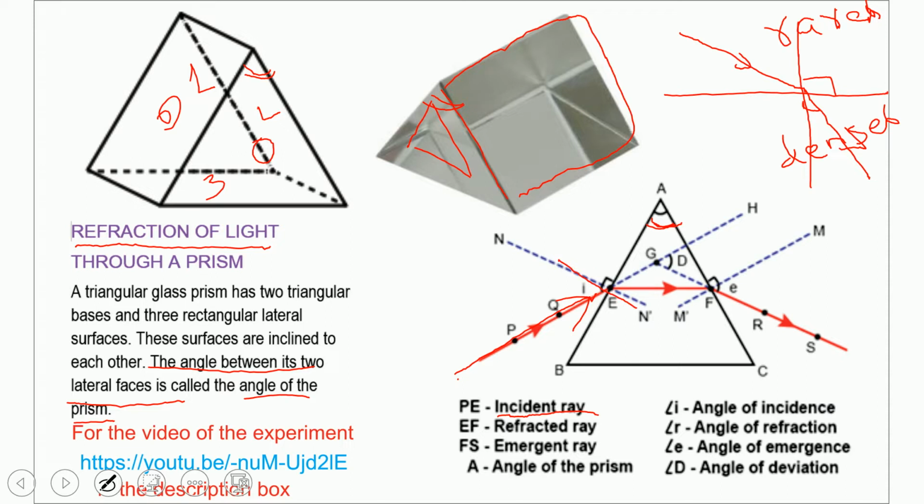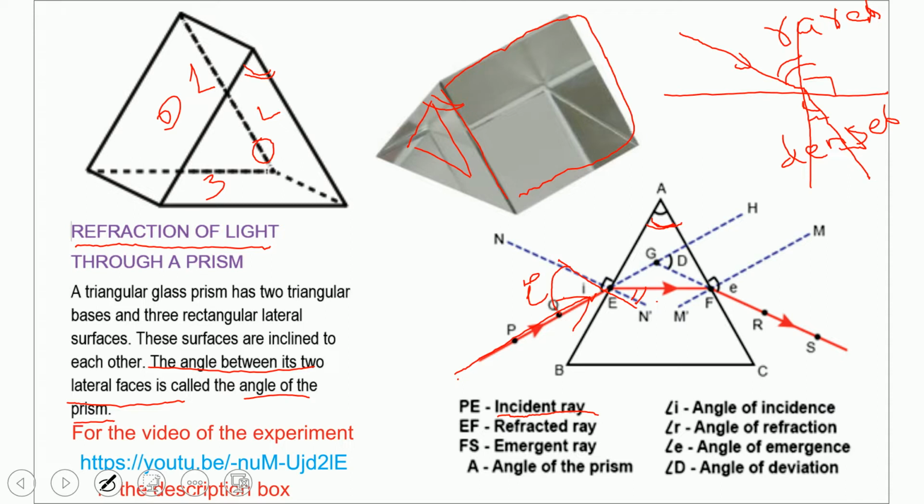Now this is the angle of incidence. Now this is the angle of emergence, and you can see that it is very small as compared to this angle of incidence. Here this is the angle of incidence and this is the angle of refraction. It is because the ray is coming towards the normal.